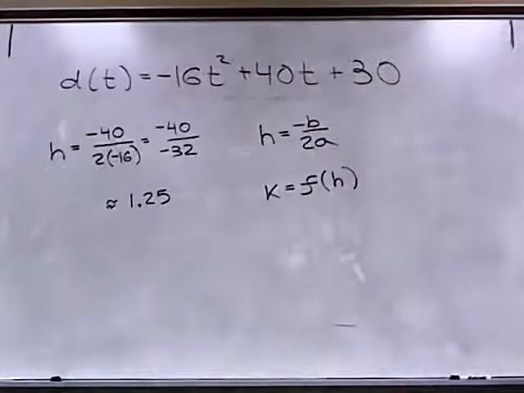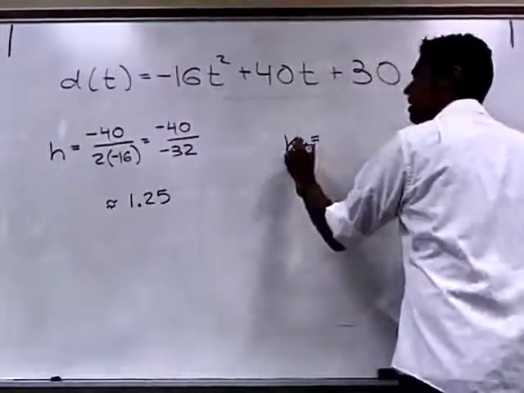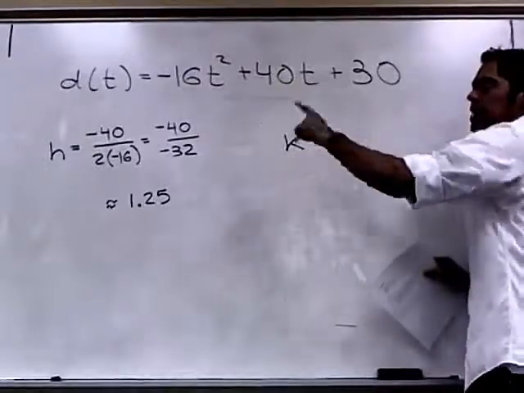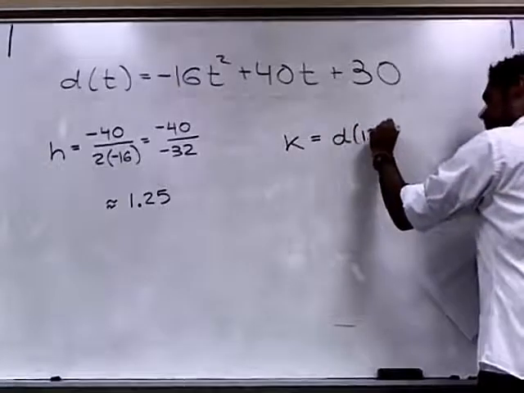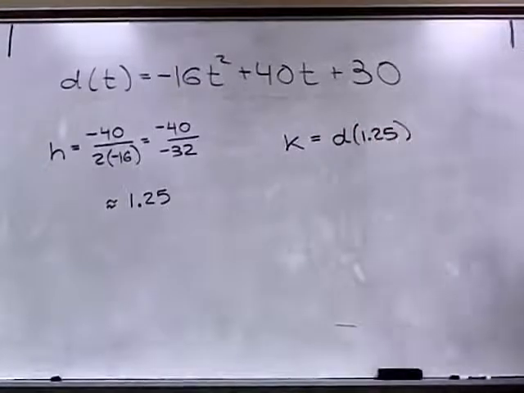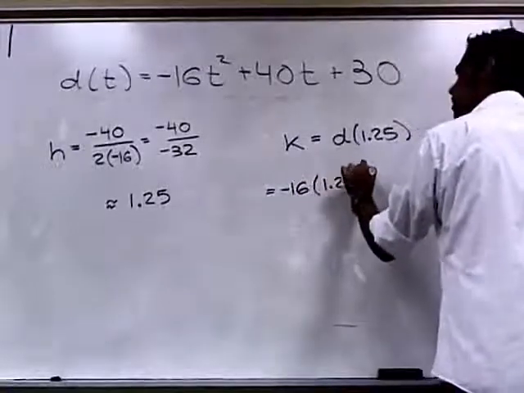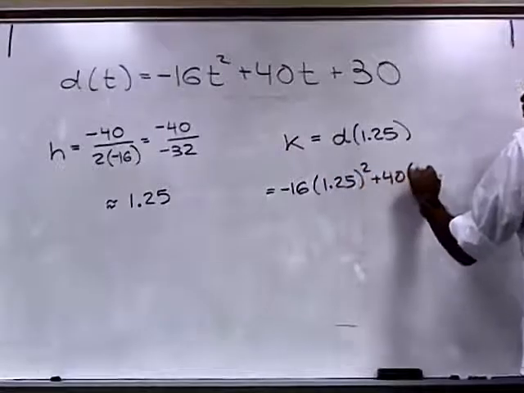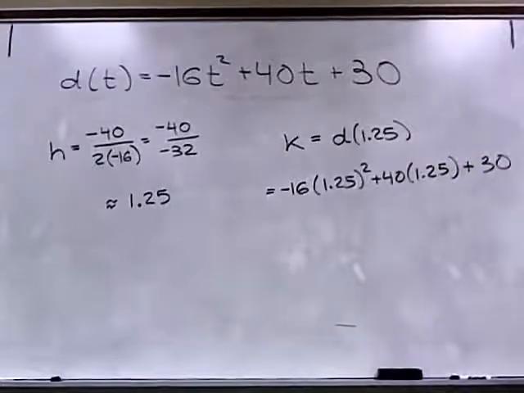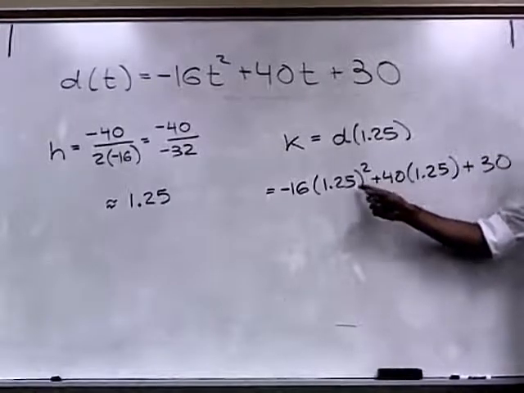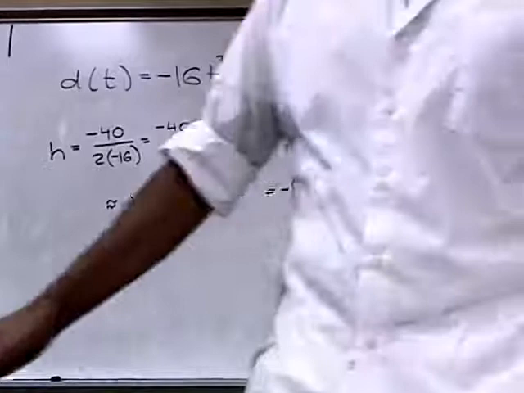That's your h. Now to get k, we're going to plug that into the function. I'm not going to use f, I'm going to use d, because remember the name of the function is d. So d of 1.25. On my calculator I have to figure out negative 16 times 1.25 squared, plus 40 times 1.25 plus 30. It's important that I do the correct order of operations here. Square the 1.25, then times negative 16. See if you can get that.